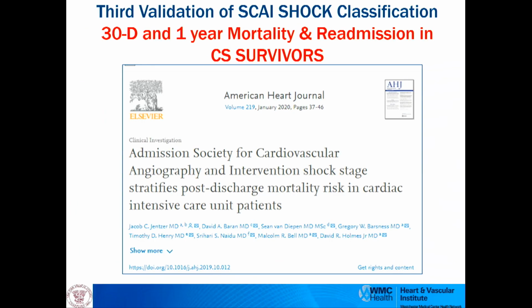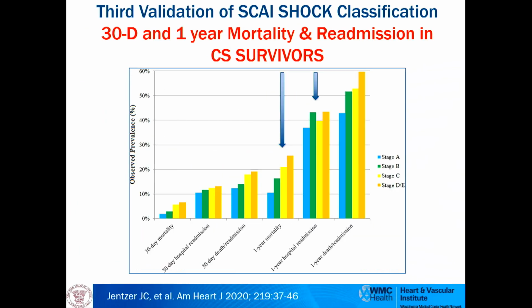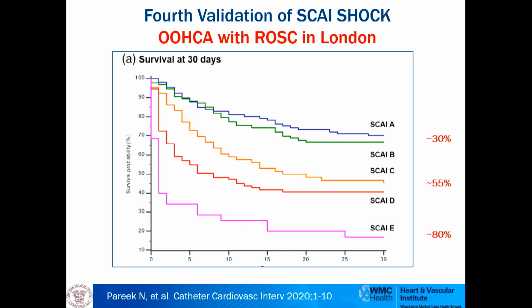We then looked at 30 days and 1 year mortality and saw the same thing. Interestingly, no matter what stage you're in, B, C, D, or E, your mortality is up if you came in cardiogenic shock. And so even if patients look pretty good when they first come in and they maybe just go to B, they still have an increased readmission, hospitalization, and mortality rate at 1 year compared to if they did not have that.